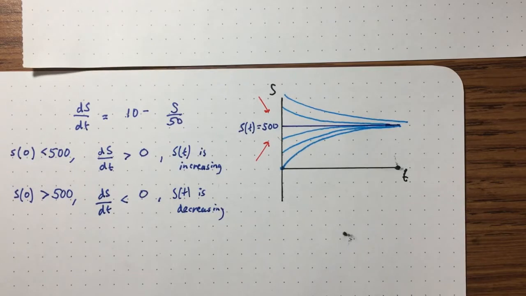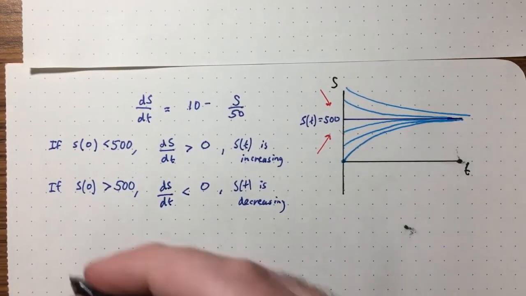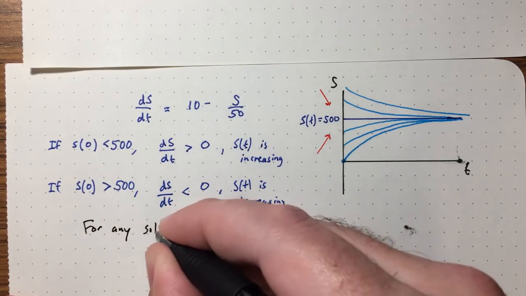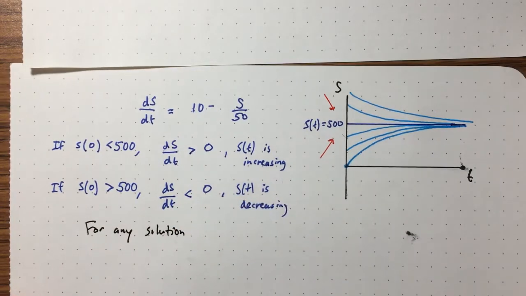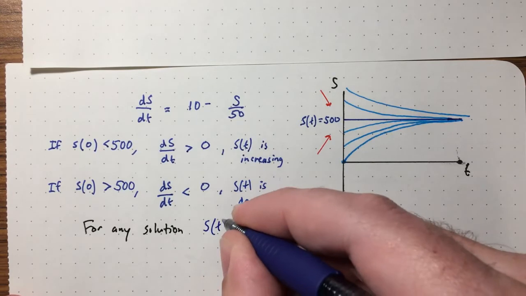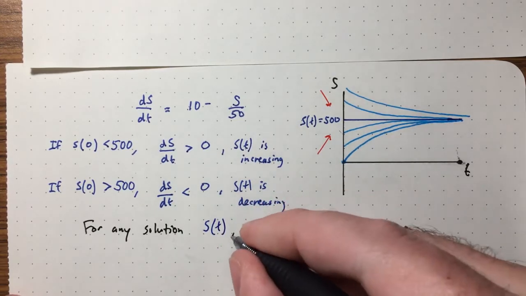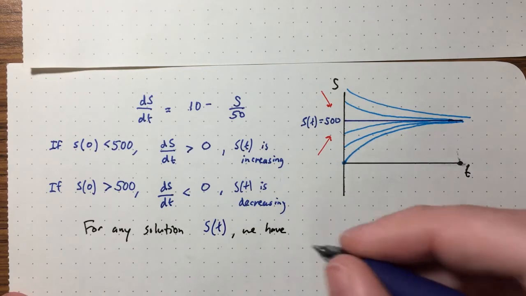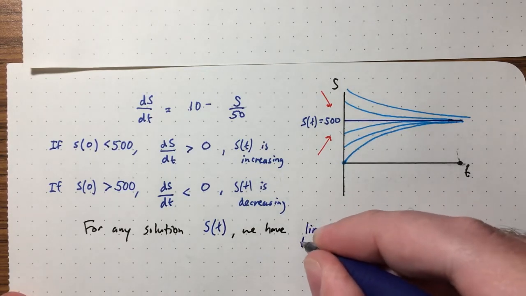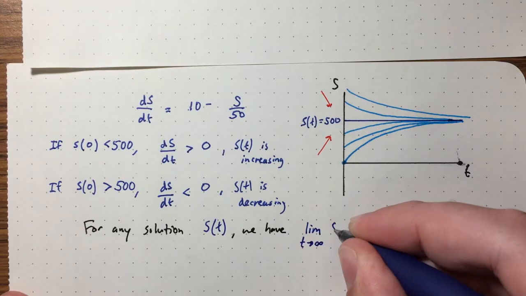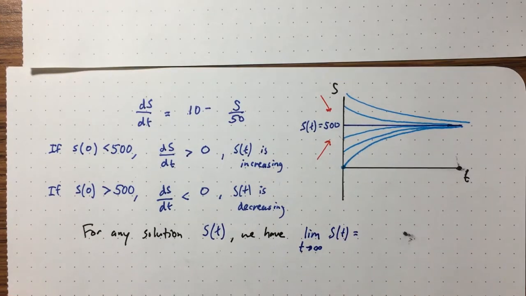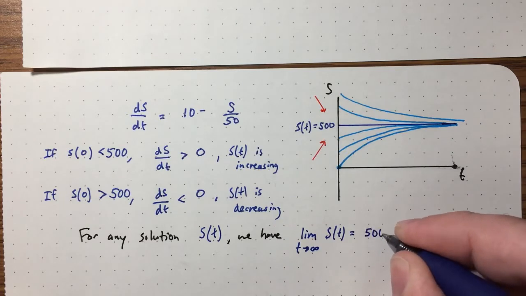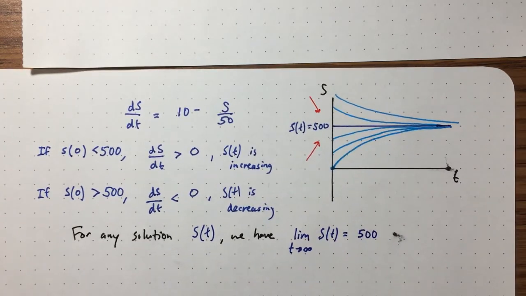And so in particular, in this case at least, for any solution, s of t, we have that, what do we have? The limit of that solution as t goes to infinity is going to be what? Well, it's going to be 500.